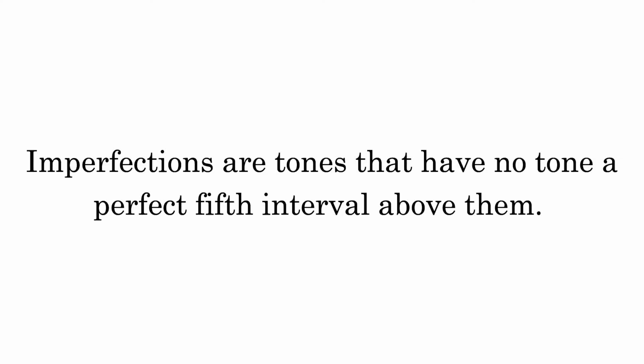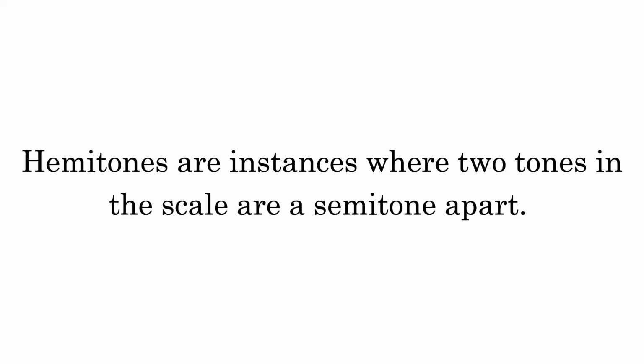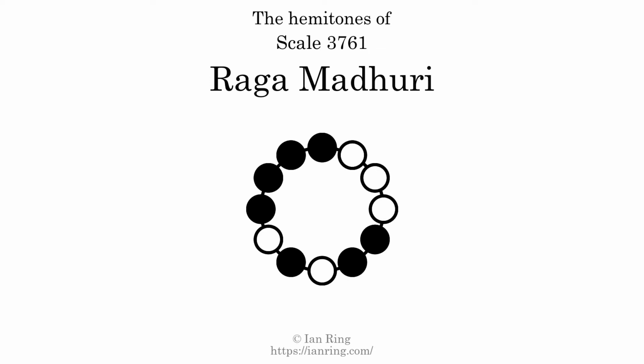Imperfections are tones that have no tone a perfect fifth interval above them. This scale has 2 imperfections. They are at positions here and here. Hematones are instances where 2 tones in the scale are a semitone apart. This scale has 4 hematones. They are at positions here, here, here, and here.